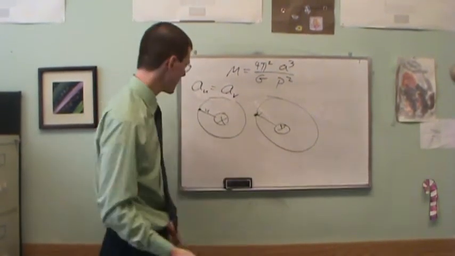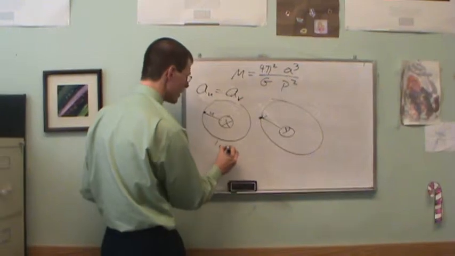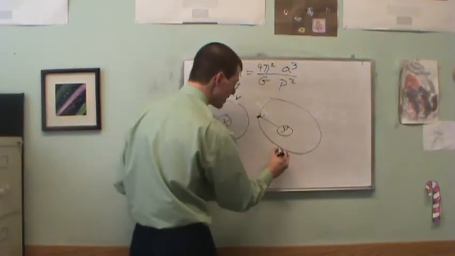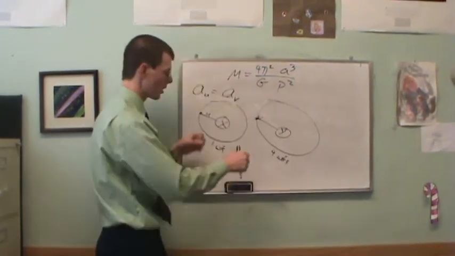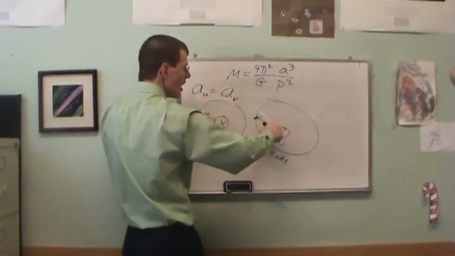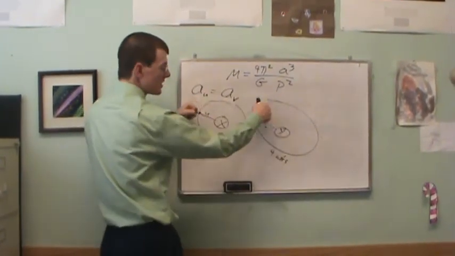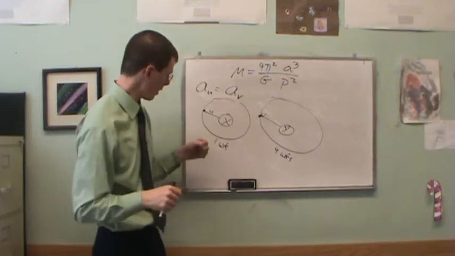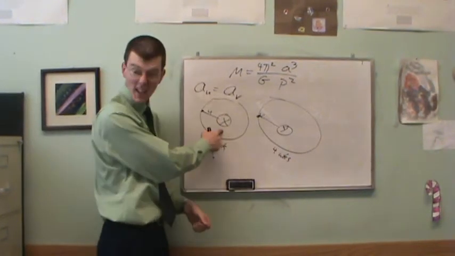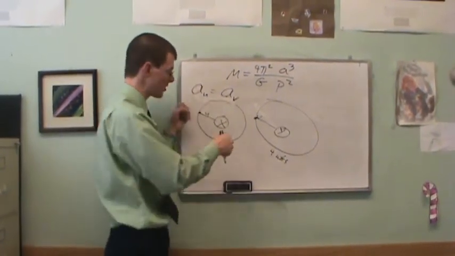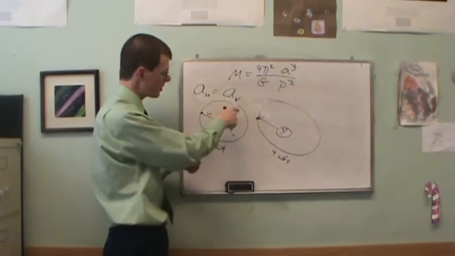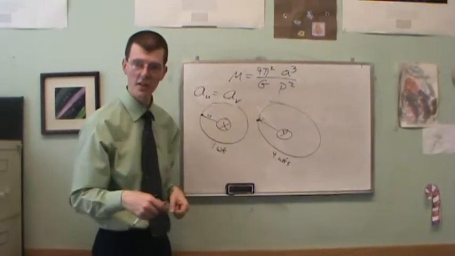Suppose this one takes 1 week to make an orbit, and this one takes 4 weeks to make an orbit. So this one goes around 4 times in the time it takes this one to orbit once. So what does that mean? Well, which planet has more mass? Planet X has more mass. It has to have hugely more mass in order to hold on to this moon, which is orbiting 4 times faster than that one.